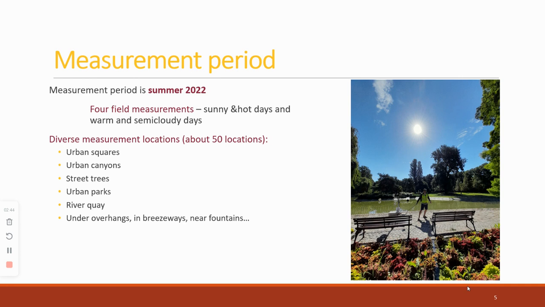So these were the different locations: urban squares, urban canyons, street trees, urban park, river quay. We also had one small lake, overhangs, breezeways. So different types of surface, different types of surroundings, and different types of top covers.